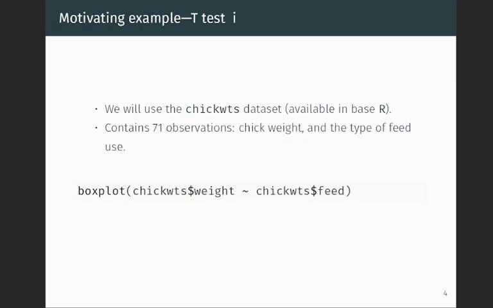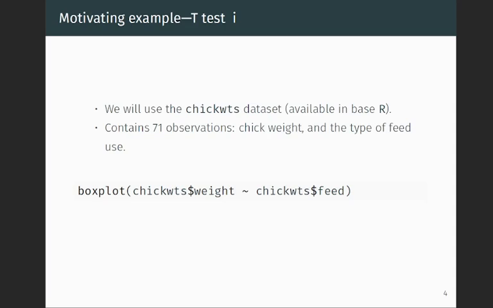Okay, let's start with the motivating example. We'll look at the t-test, and we'll use the chickwts dataset, which is available in base R. This dataset contains 71 observations, and each observation contains the weight of a particular chick and the type of feed that was used to feed that chick.